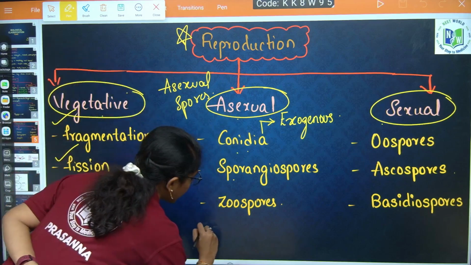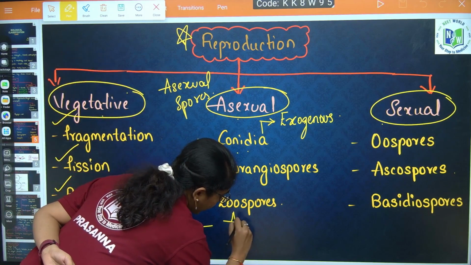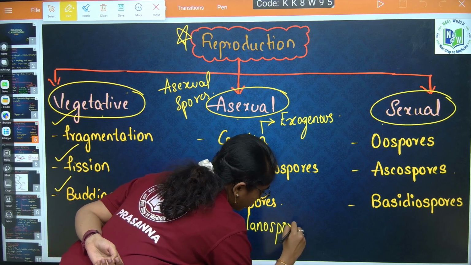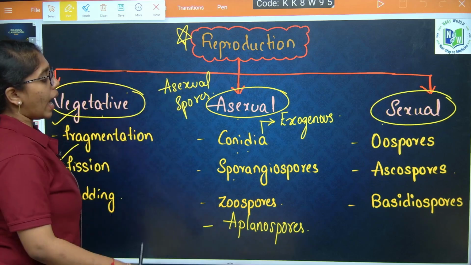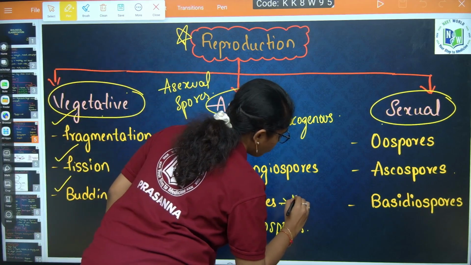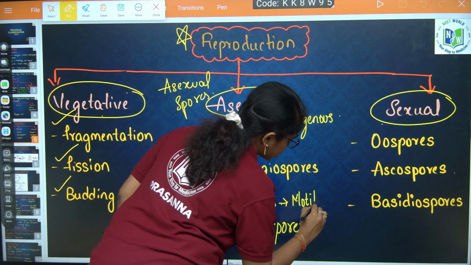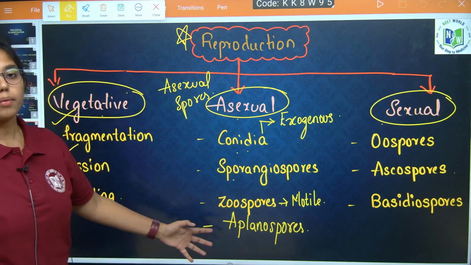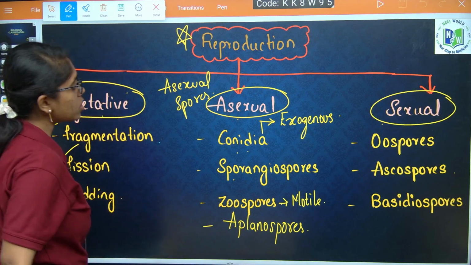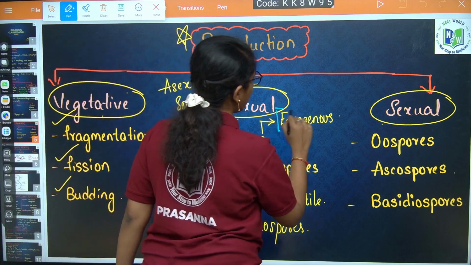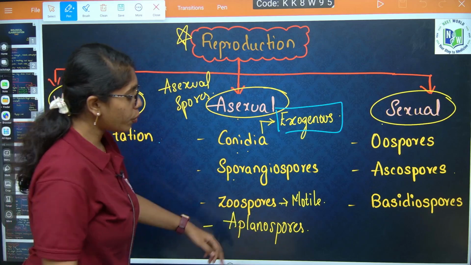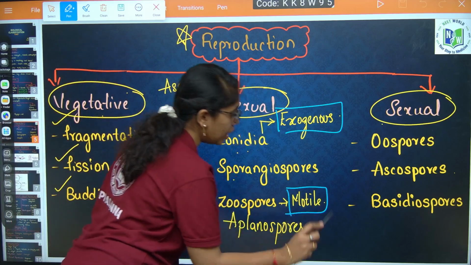Add one more asexual spore, aplanospores. Among all these four, only zoospores are motile. Else all are non-motile. So remember, from asexual spores, conidia is the only exogenous spore, and zoospore is the only motile spore.